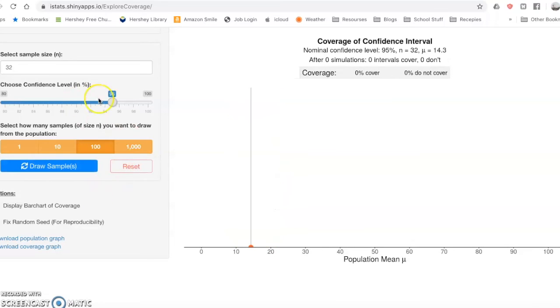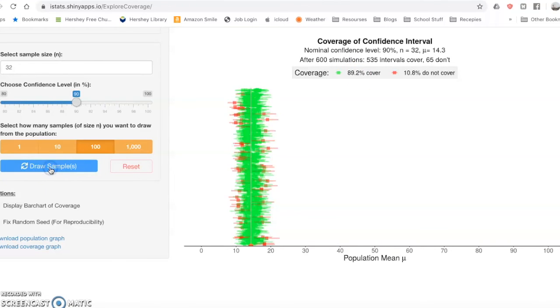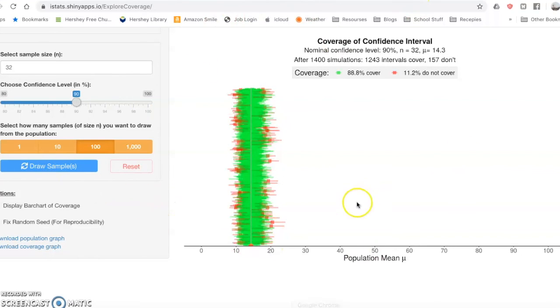So say if I reset this and instead I was taking at a confidence level of 90%, it's 100 simulations. 92 is pretty close to 90. I can probably get a bit better if I do some more. Oh, it got worse. You notice approximately, as I go up, approximately 90%, this is a little bit closer to 89, which is pretty close to 90, of these confidence intervals hold the actual population mean. And so that's the idea that we're talking about here.